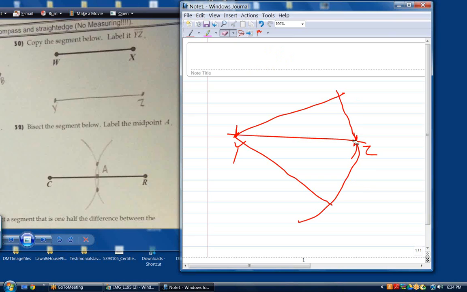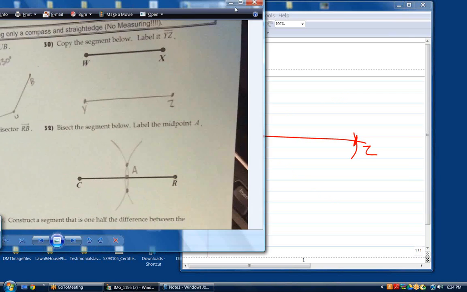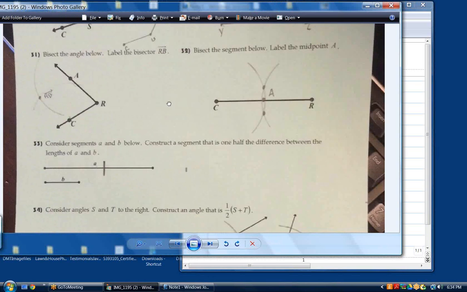That's it. In other words, when I make that little arc right there, that means that at that point, the distance from Y to Z is the same as the distance from W to X. Yeah, that makes sense.